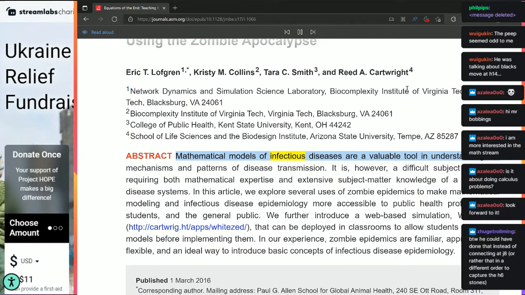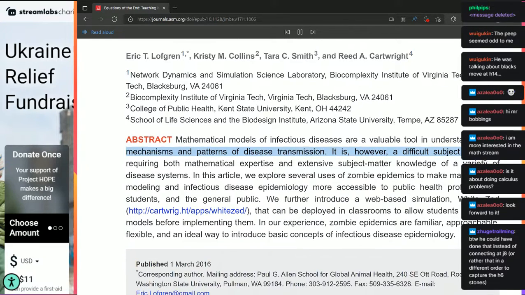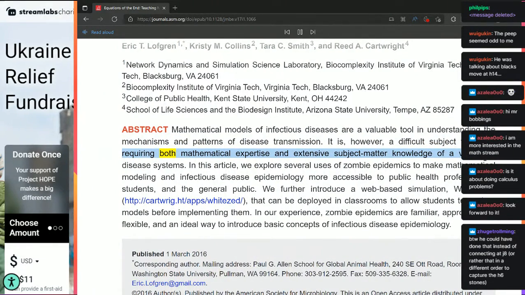Can we skip ahead here? Abstract. Yes. Mathematical models of infectious diseases are a valuable tool in understanding the mechanisms and patterns of disease transmission. It is, however, a difficult subject to teach, requiring both. Is it just going to keep pausing? I guess I can read it aloud. That would probably be better.